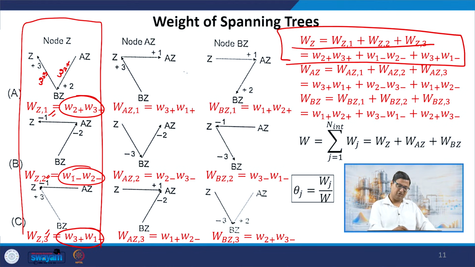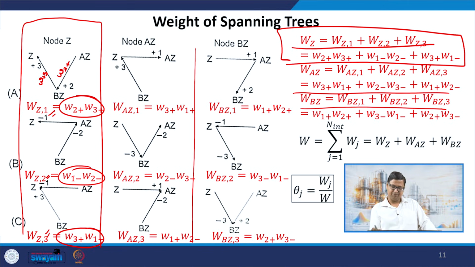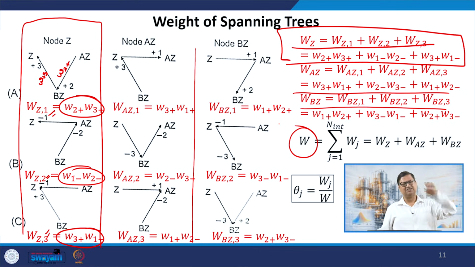Same thing I can do for AZ. Again, I have 3 spanning trees. I sum over the weights of this and I get something like this, and same for BZ, right? And then I can total this and it gives me the total weight of all the spanning trees which are present in the graph. How is it useful?